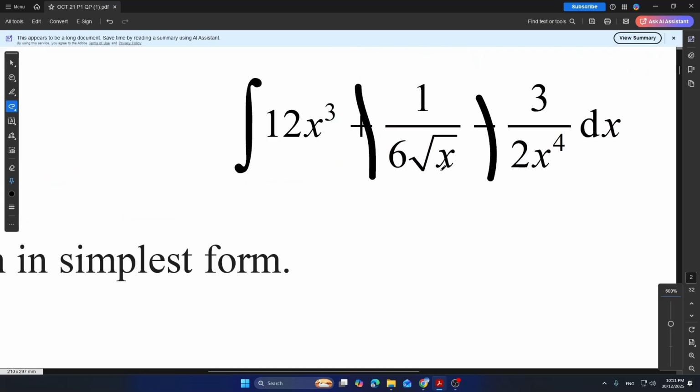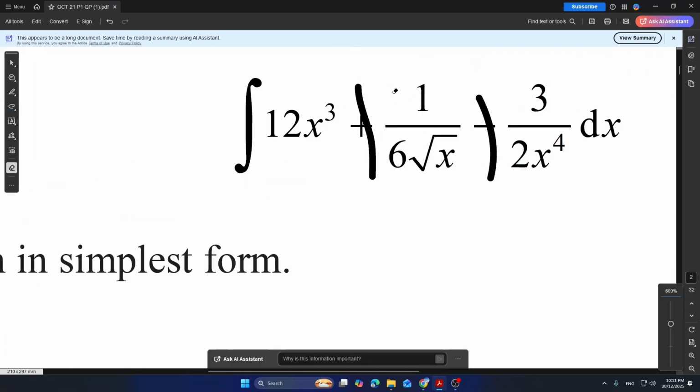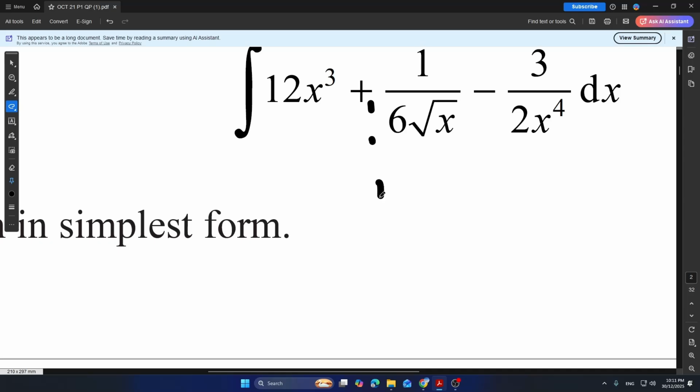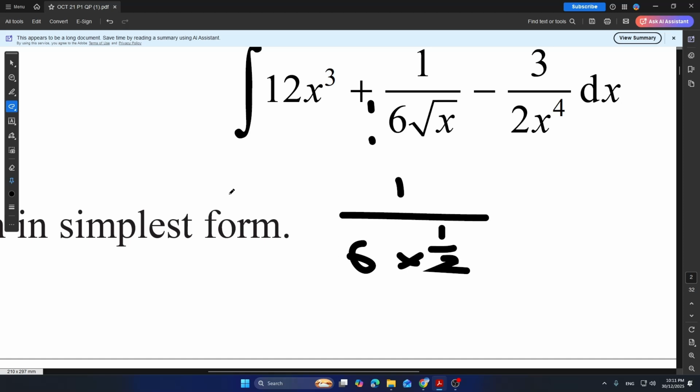So we can say that 1 over 6 root x is the same as 1 over 6 times x power 1 over 2. Because x power 1 over 2 is also the same as root x. A root is the same as power half. So instead of root x, we can write 1 over 6 x power 1 over 2. That's the first part.